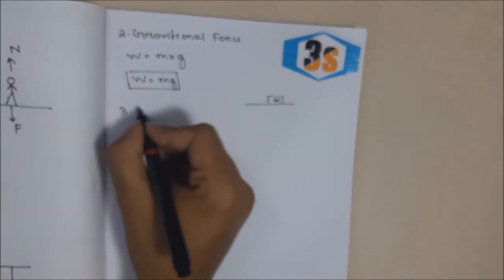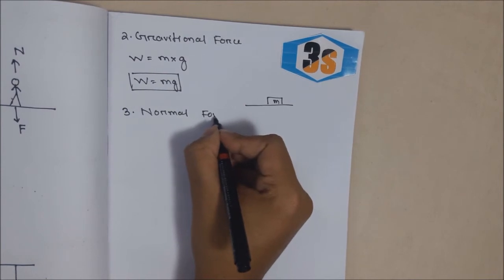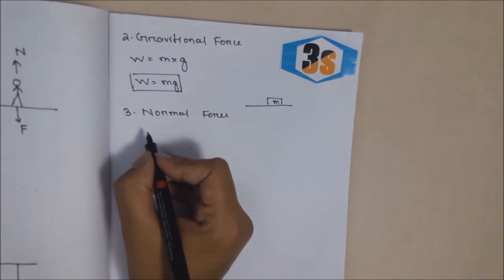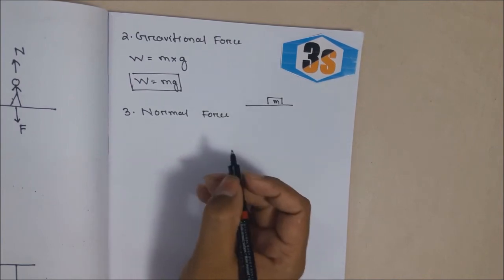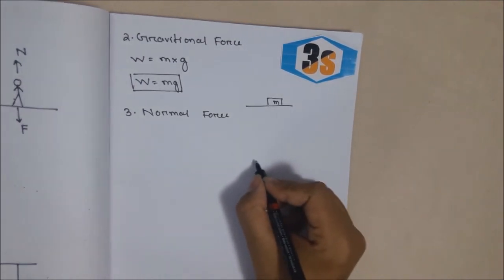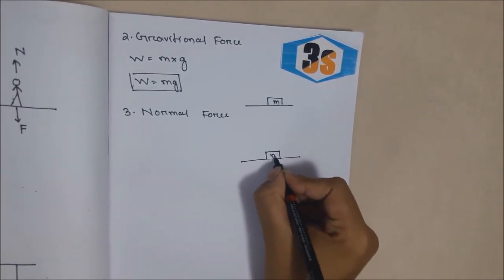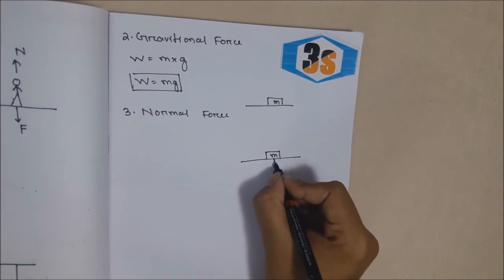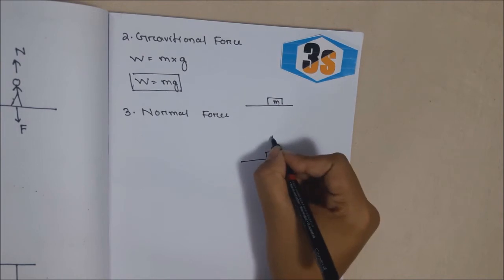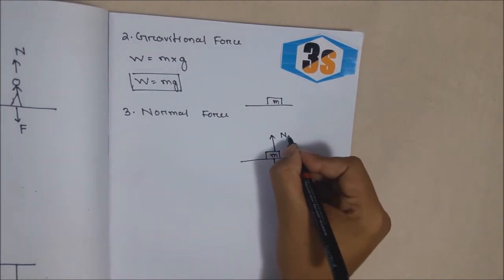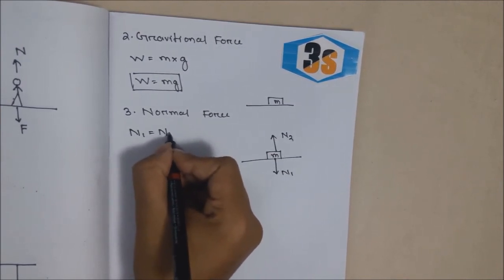And the third one is normal force. This is the force which is exerted by a body when the body is pressed against another body. Let me give an example of this. If this is a body of mass m, then it is giving a normal force N1 to the ground, and the ground is giving it a normal force N2. So according to the law, N1 is equal to N2.